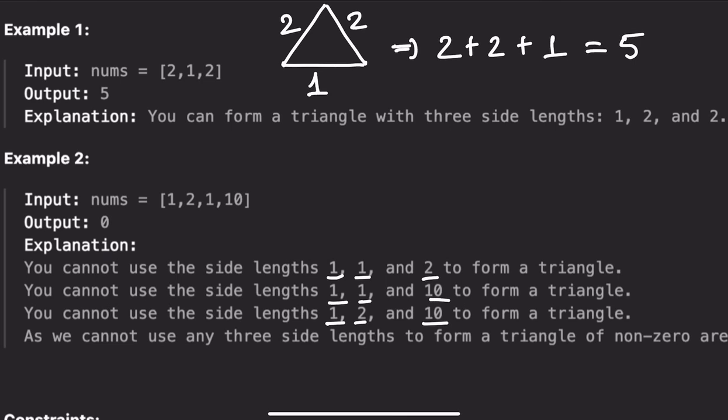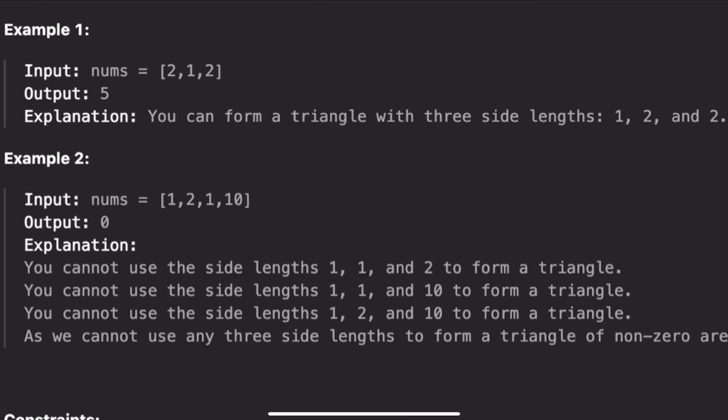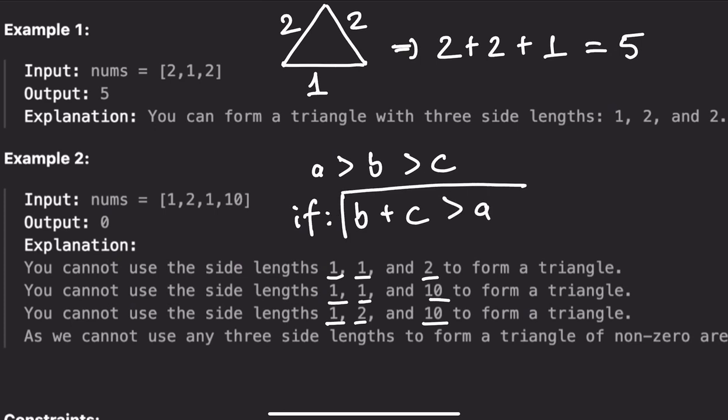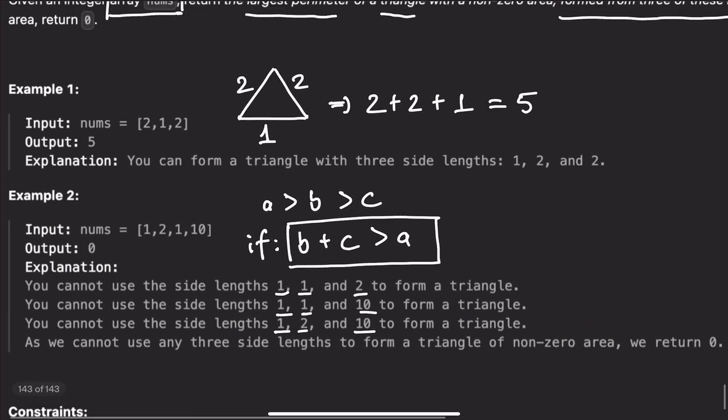It's very easy. Let's assume that we have A bigger than B and B bigger than C. If B plus C is bigger than A, then we can be sure that these three numbers can make a triangle. That's very simple, guys. So let's get back to the problem.